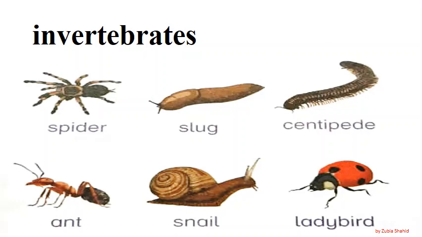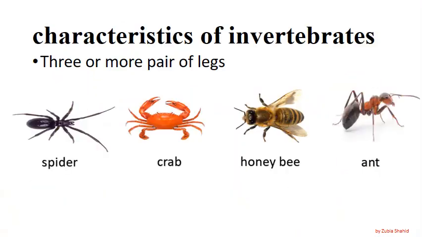Here are some pictures of invertebrates: spider, slug, centipede, ant, snail, and ladybird. These pictures are also given in your textbook on page number 37. Now we are going to discuss characteristics of invertebrates. They have 3 or more pairs of legs. There are some invertebrates which have 3 or more pairs of legs.